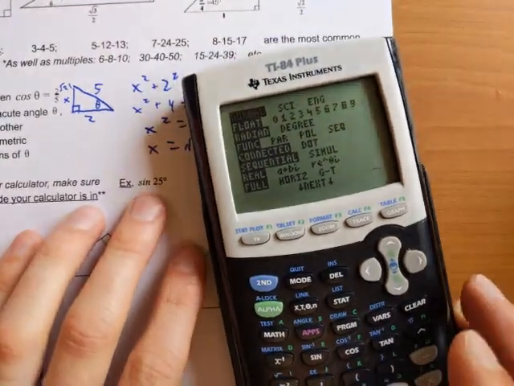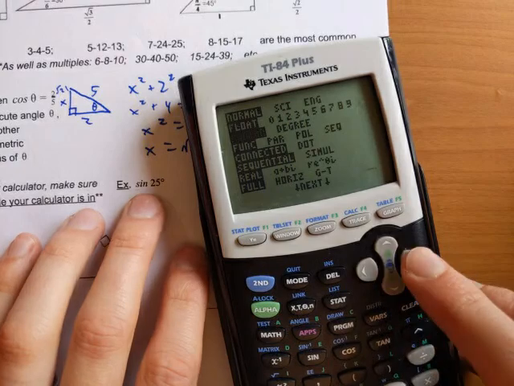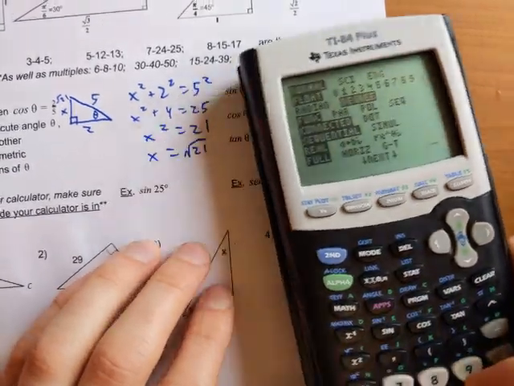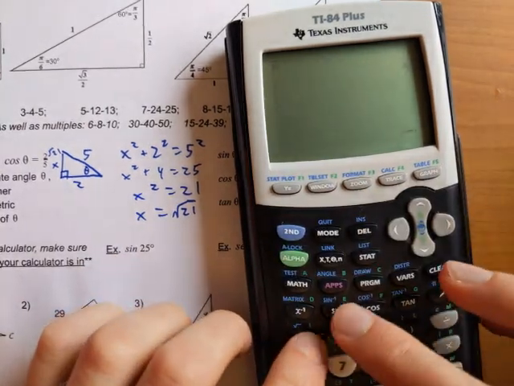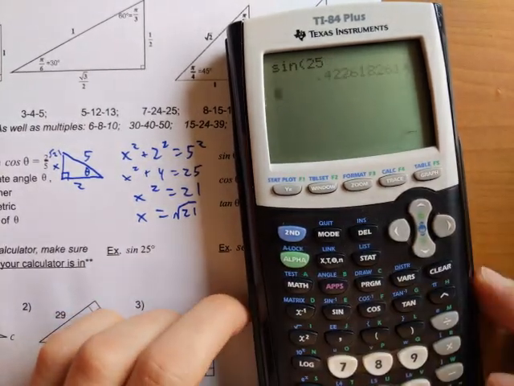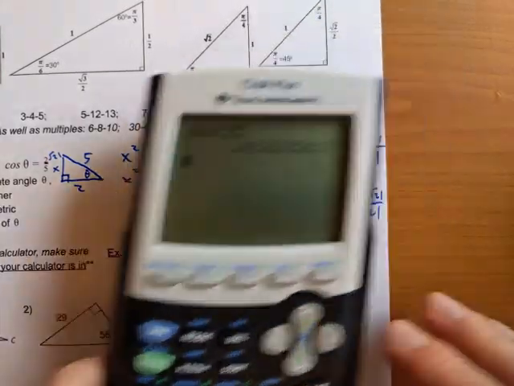So if I want sine of 25 degrees, it's not one of these special right triangle ones. We'll just use our calculator. So make sure we're in degrees, and then sine of 25, and we can find that answer.